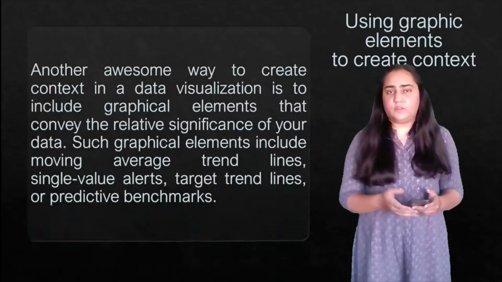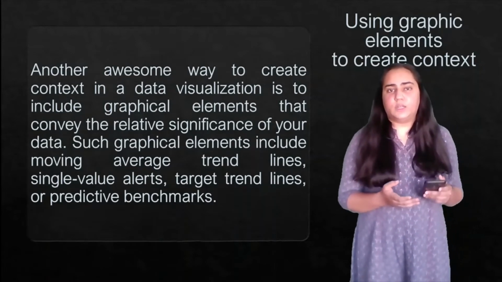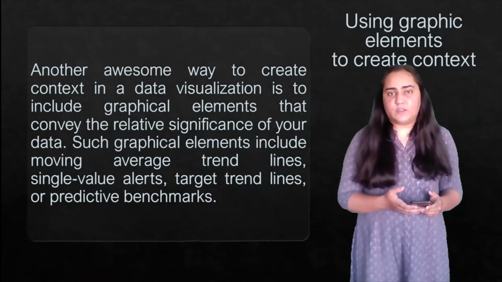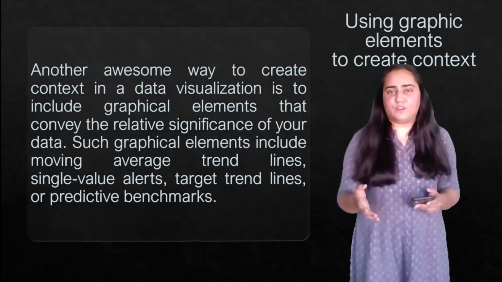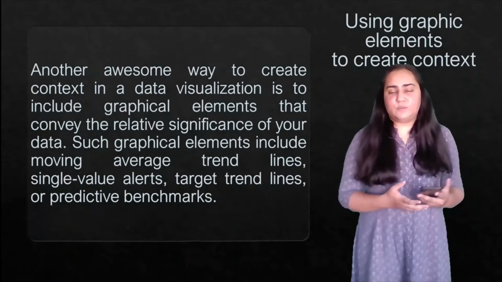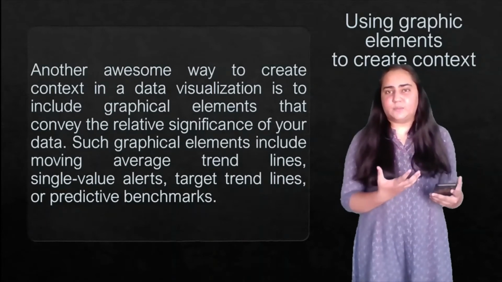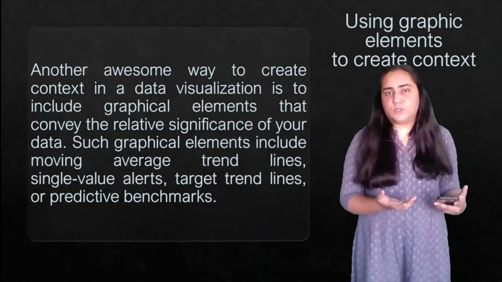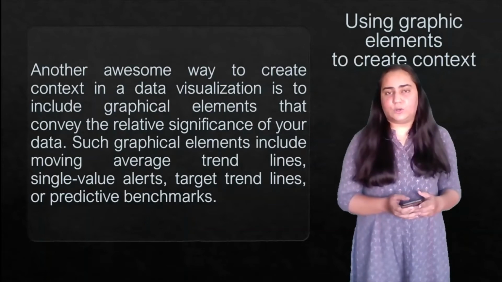Now, how you can use graphic elements to create context. Another awesome way to create context is for a data visualization to include graphical elements that convey the relative significance of your data. Such graphical elements could be moving average trend lines, single value alerts, target trend lines, or predictive benchmarks. So a lot of times you might have seen graphics where there is a line, but that's like moving. So you're adding some animation, some motion to your graphics, and that could help with adding context to your data.